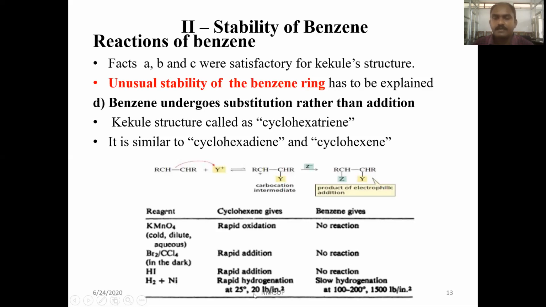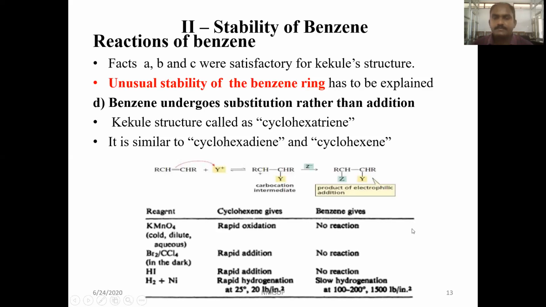But whereas in cycloalkene, that is cyclohexene, there is a rapid hydrogenation at 25 degrees centigrade and low pressure. So when you observe these reactions, benzene is not similar to alkene, which is having double bonds. Benzene undergoes substitution reaction rather than addition reaction. So the question comes now, why does benzene undergo substitution reaction rather than addition?